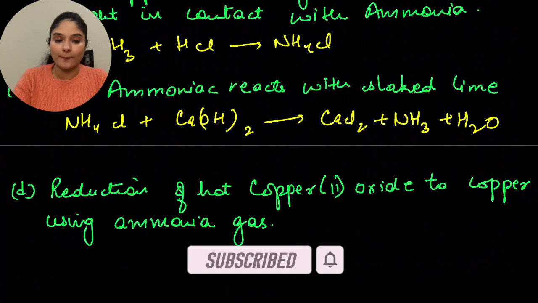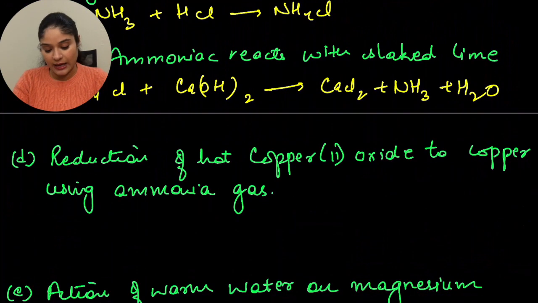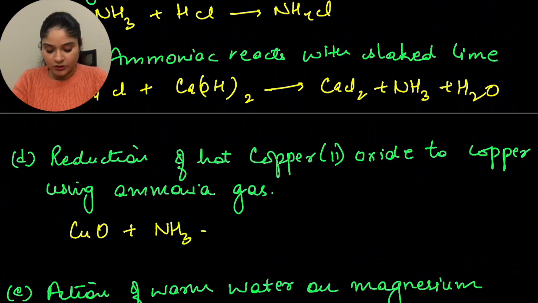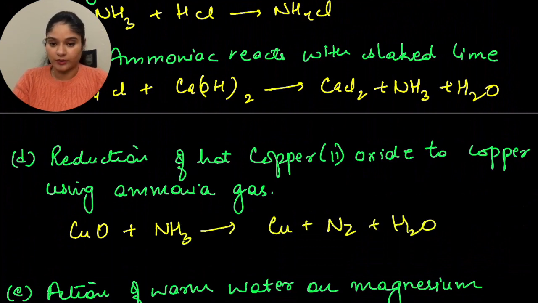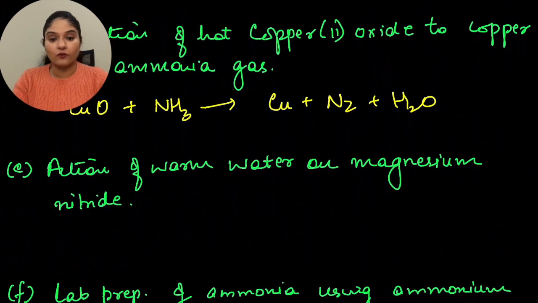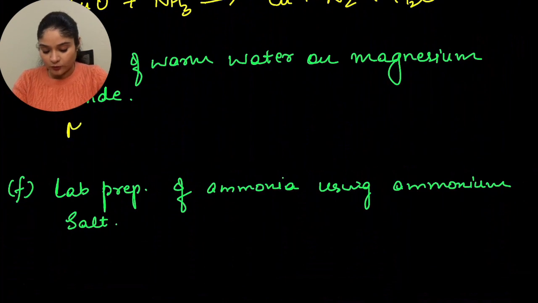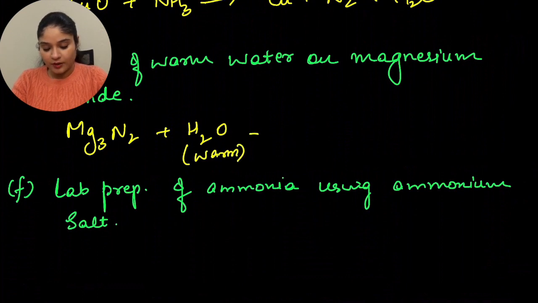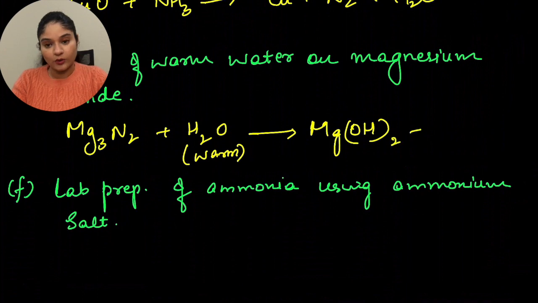Reduction of hot copper oxide to copper using ammonia gas. That again we have done. So CuO plus NH3 will give you copper plus nitrogen plus water. The next is action of warm water on magnesium nitride. So magnesium nitride is what? It is Mg3N2, and you are adding warm water to that. So that will give you magnesium hydroxide, Mg(OH)2, plus ammonia gas is liberated.